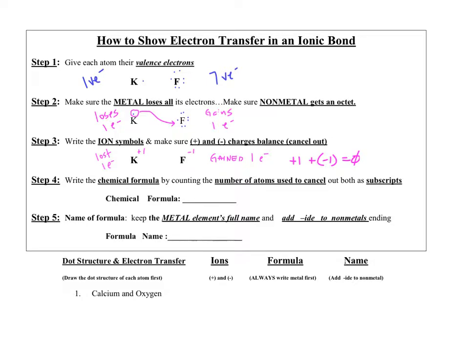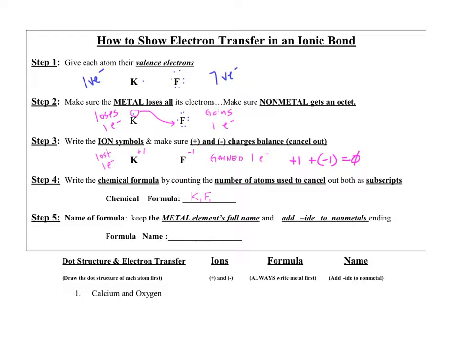Step 4, write the chemical formula by counting the number of atoms used to cancel out, both as subscripts. So I'm looking at, here's my 1, here's my 1. These charges are going to be written as subscripts now. I'll end up writing it like this: the metal, which is potassium, the nonmetal, which is fluorine, and then their charges, which are subscripts, will be 1 and 1.